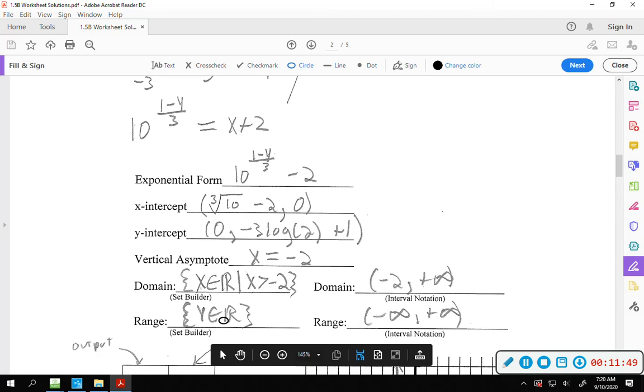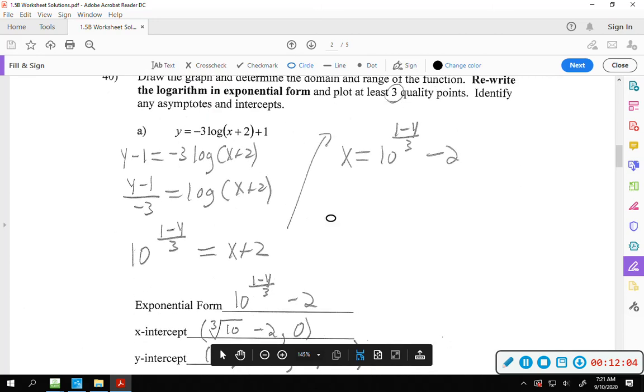The range is going to be all real numbers. That's pretty typical for logarithmic functions. So I went ahead and filled these two in as well. Remember, the vertical asymptote occurs at the value of x that makes the argument equal 0. So instead of setting this greater than 0, I set it equal to 0 and solve, and we get x equals -2 is the vertical asymptote.